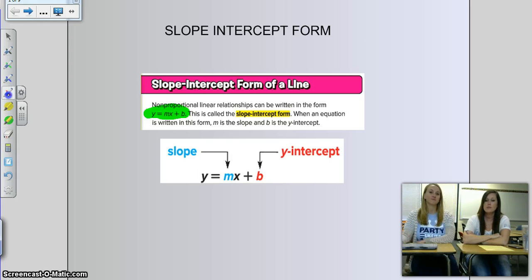So whatever is in front of x is your slope, which is the steepness of your line. It's called a coefficient. So if you ever refer to a coefficient, that's what's in front of the variable. And then your constant is your y-intercept.